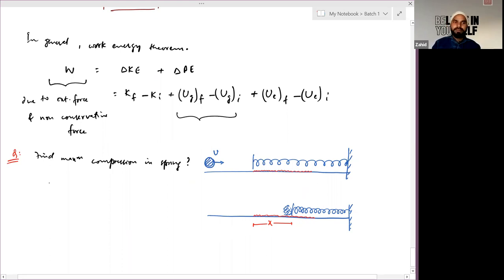First, work done due to friction will be frictional force times displacement. Since the path is horizontal, the frictional force will be mu times normal reaction. So it will be mu mg, and displacement is x. This work done is due to frictional force, so it must be in the opposite direction of displacement. So work done will be taken as negative.